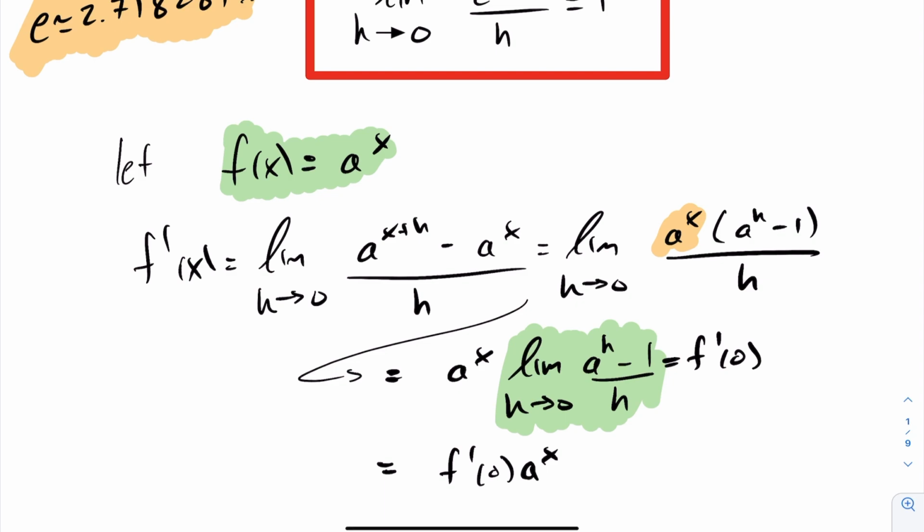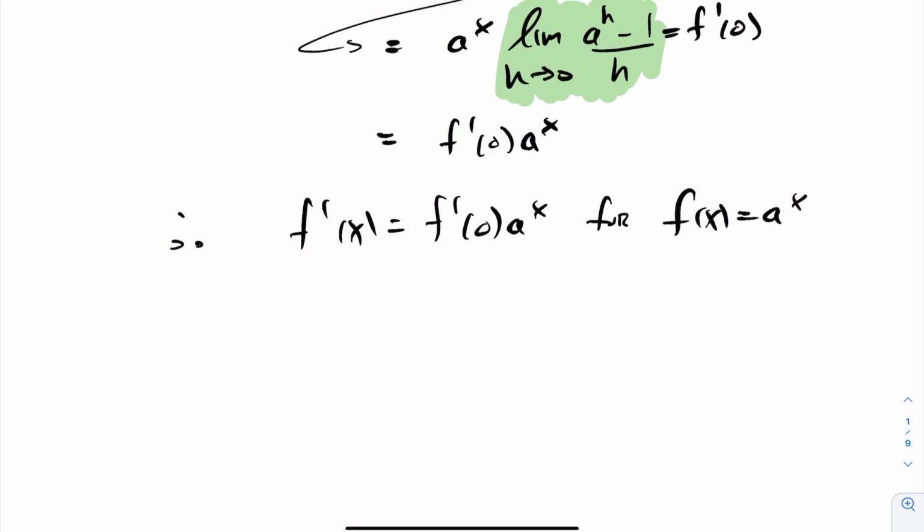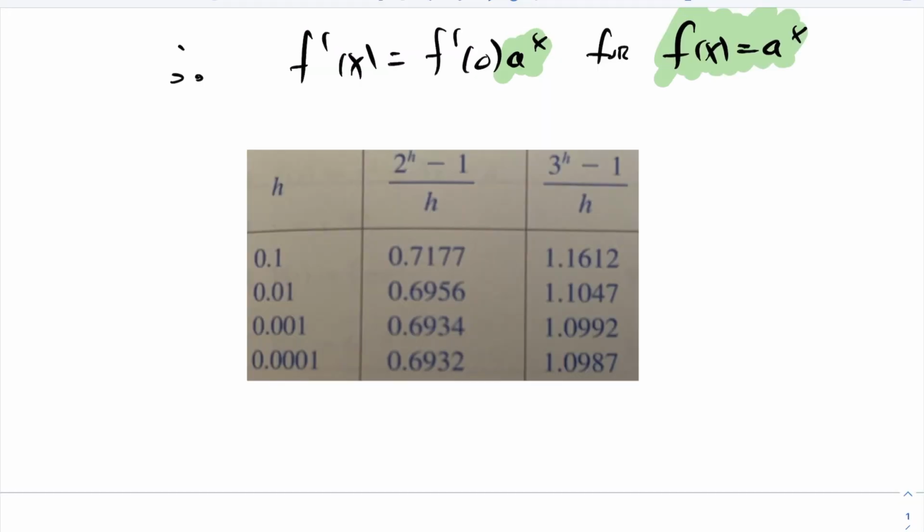Let's put this together and see. Therefore, we have f prime at x is equal to f prime at 0 times a to the x for any exponential a to the x. So what that means is the derivative of any exponential function is just itself times some multiple of that. Now that we have this result, where the derivative of any exponential of base a is just proportional to itself, what we want to do here is take a look at what happens if you let a be 2.